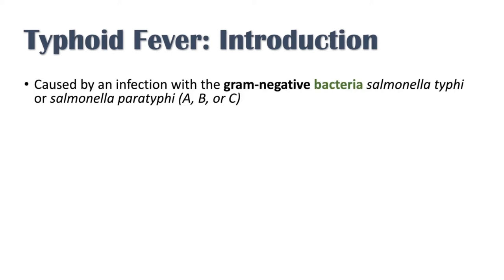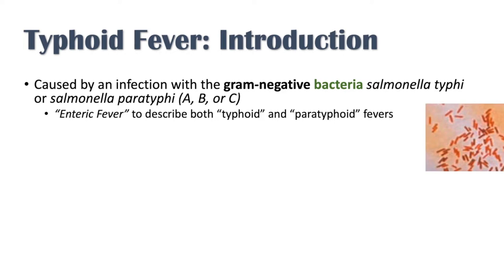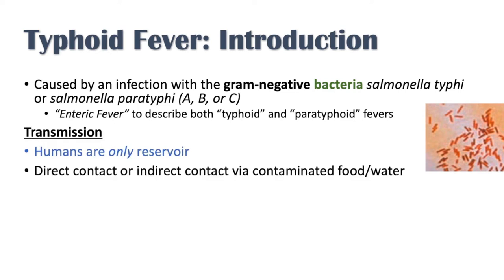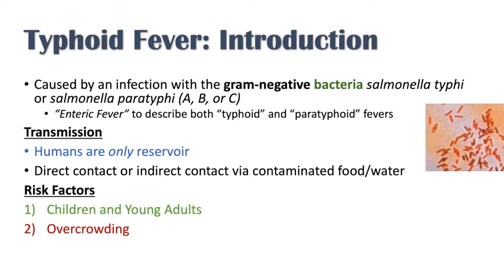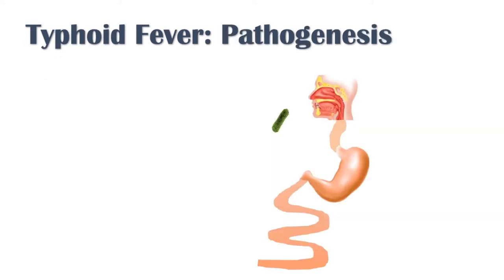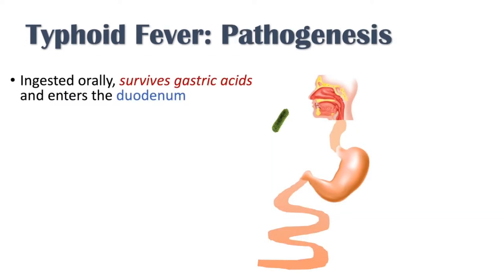First part is the introduction. It is caused by an infection with the gram-negative bacteria Salmonella typhi, or Salmonella paratyphi A, B, or C. Enteric fever describes both typhoid and paratyphoid fevers. Now we come to transmission, how this bacteria transmits to other humans. Humans are the only reservoir, through direct contact or indirect contact via contaminated food and water.